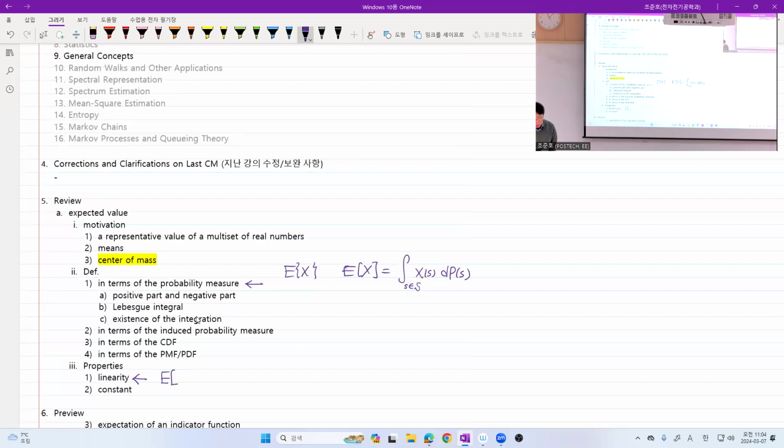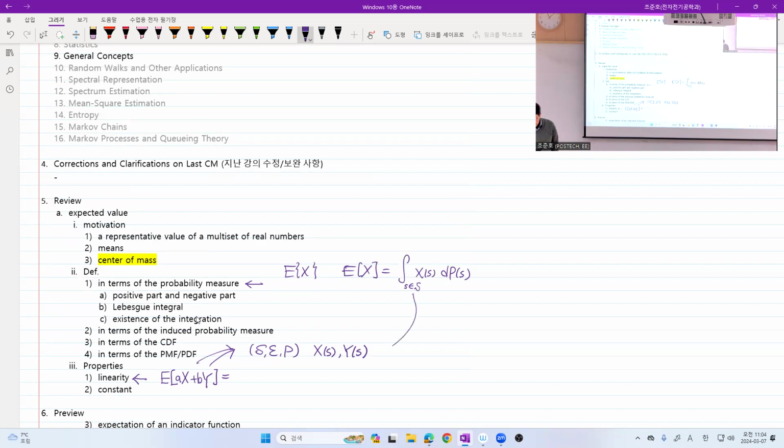What does that mean? Suppose you want to compute the expected value of a new random variable, constant a times x plus constant b times y, where x and y share the same probability space, which means that they have a common probability measure. However, they are different functions that take a sample from the sample space and generate possibly different real numbers.